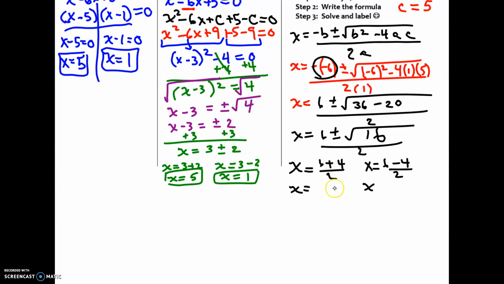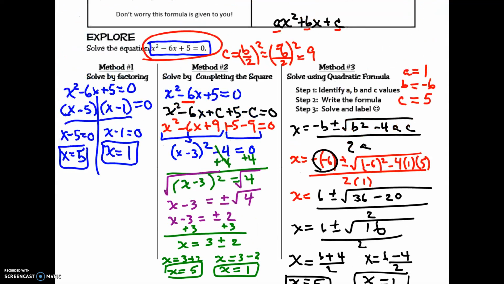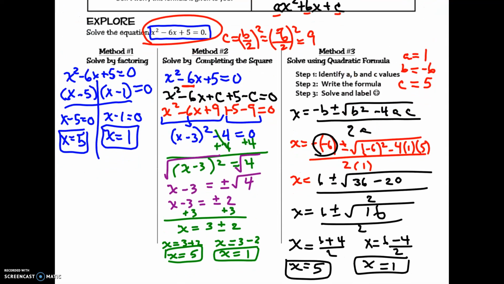6 plus 4 is 10. 10 divided by 2 is 5. And remember, you have a calculator to help you with these calculations. 6 minus 4 is 2, and 2 divided by 2 is 1. Notice how, again, we got the exact same roots as both of the other methods. It's just this time that formula was able to help us find them.